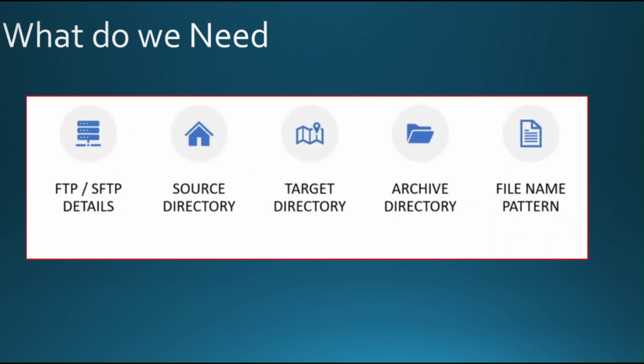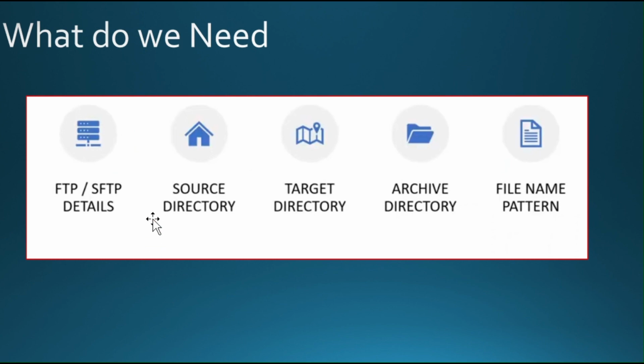We can start developing an integration. In order to do this integration, first we need to create a source directory, target directory and archive directory. We also need a file name pattern and SFTP connection details. We will place the file in the source directory, move it to the target directory, and then archive the file to a different directory. The file pattern we are using is the .csv file.